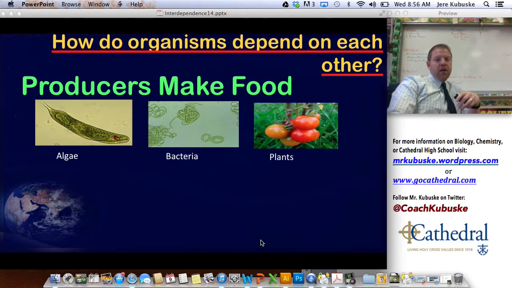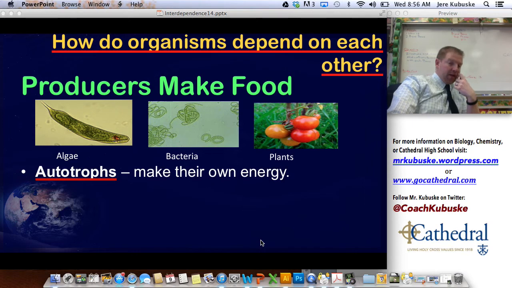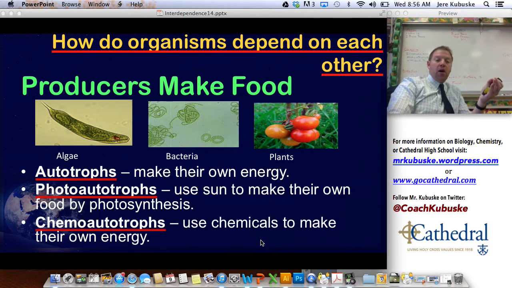A couple other ways that organisms depend on one another. We are dependent on producers. There's different types of producers, but basically a producer is something that makes its own energy. Another word for producer is autotroph because they make their own food. There's two different types of autotrophs. There's photoautotrophs, which if you just look at the name, you can probably figure out that they use photosynthesis to make their food. And then there's another type of autotroph called a chemoautotroph, which uses chemicals, usually some type of inorganic carbons, usually from deep sea vents.